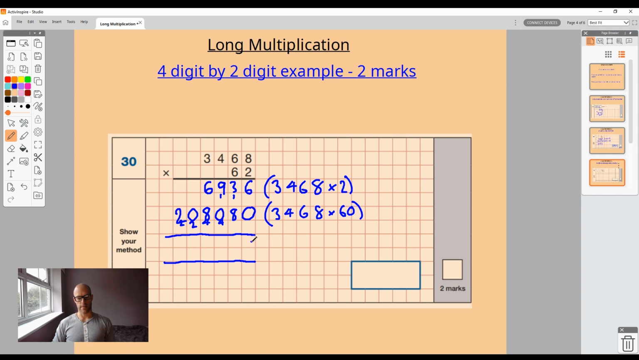6 add 0, 6. 3 add 8, 11. 9 add 0 is 9. Add the 1 down here is 10. 6 add 8, 14. Add the 1, 15. 0. Don't forget the 1 down there. 1, 2. 215,016.